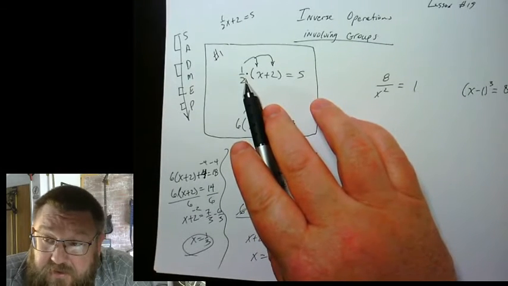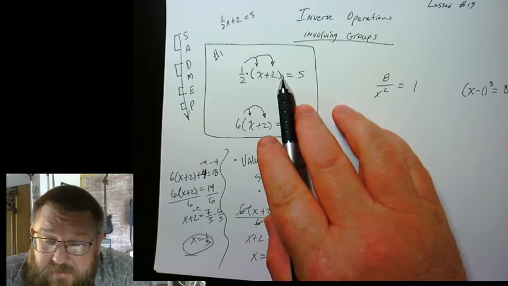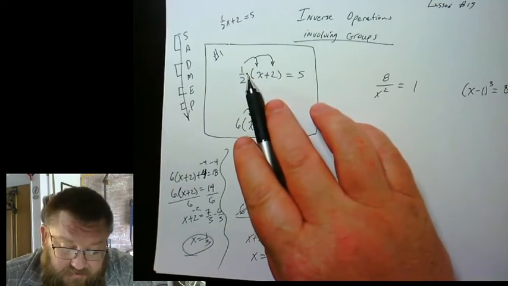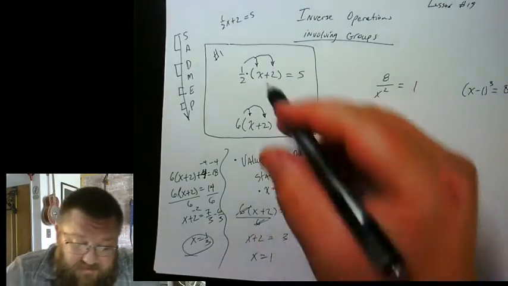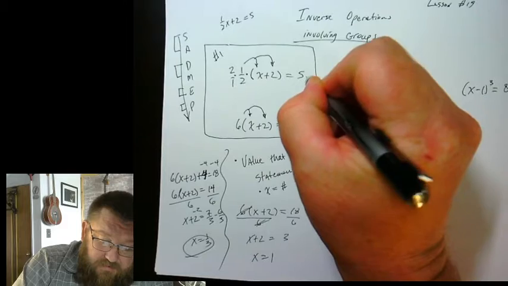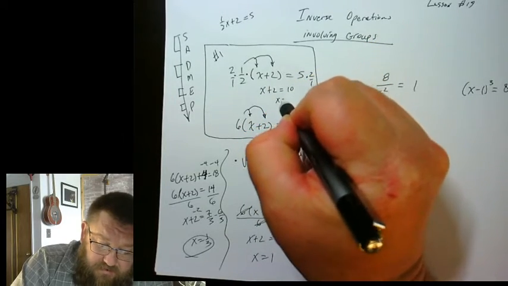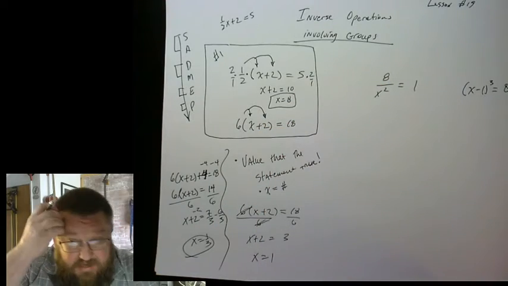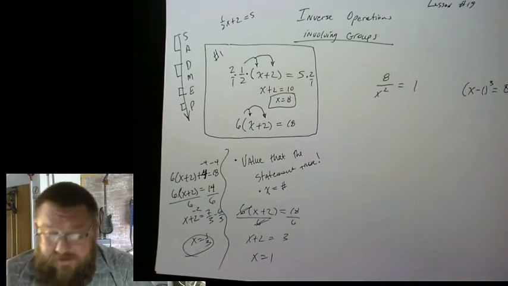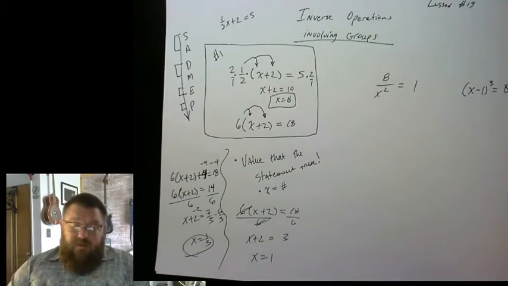But let's look at this one now. You have two choices. You can distribute, or you can divide both sides. What I would do is multiply both sides by 2 over 1. I'd get x plus 2 equals 10. So x equals 8. See how we did that? No problems there, right? Okay. So, big idea.